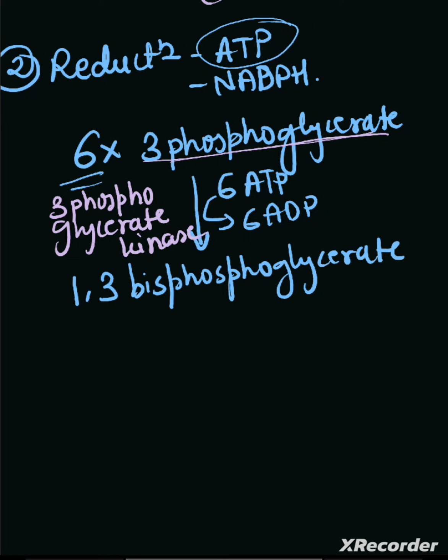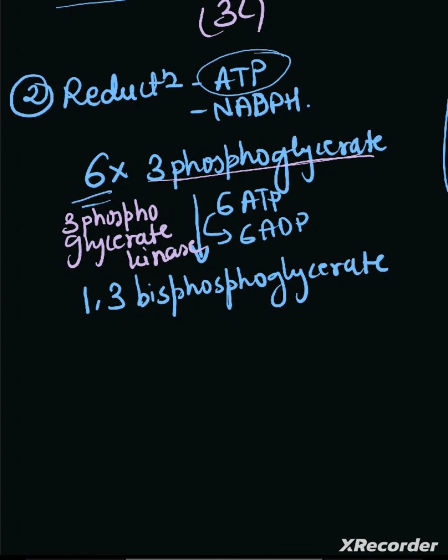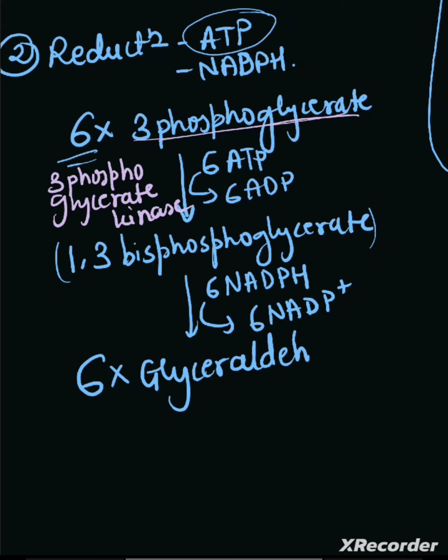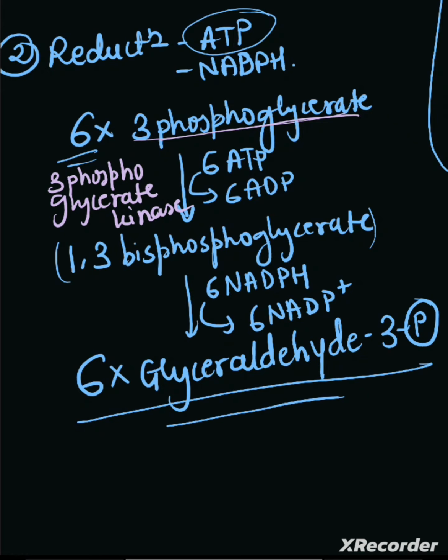Now after adding phosphate, we will be doing the reduction. How that is done is we'll use our 6 NADPHs here to form 6 NADP plus, and those hydrogens will be used to reduce the compound here, that is 1,3 bisphosphoglycerate, to glyceraldehyde 3-phosphate. So now here we will be getting 6 molecules of glyceraldehyde 3-phosphate. So this is the end product of your reduction phase.